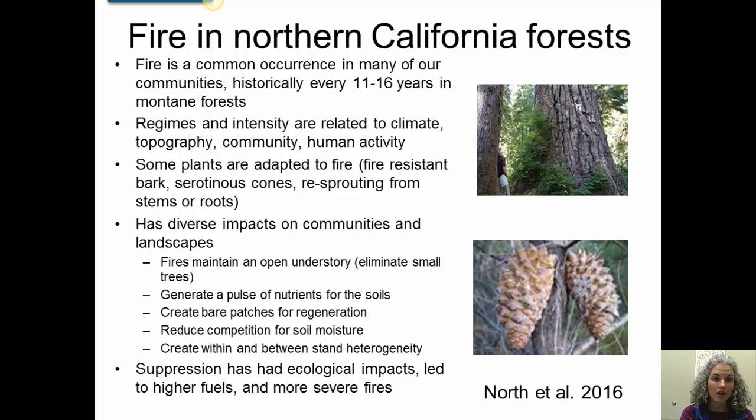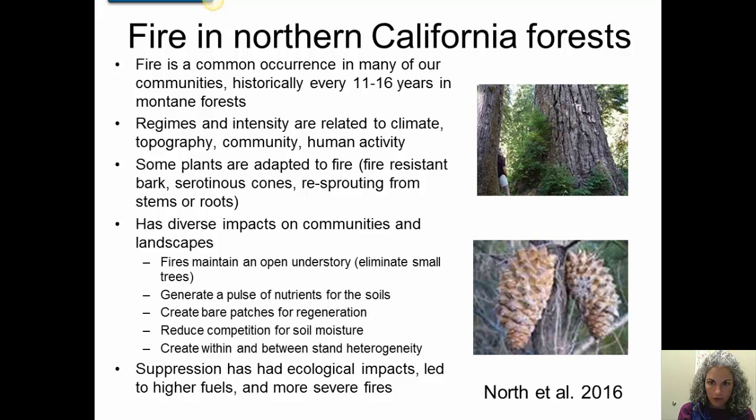Human activity is also going to have a huge impact on fire regimes. Obviously, we've been suppressing fire for decades now, so we've made that fire return interval a lot longer. And the intensity of fires has also been impacted greatly by human activity. By suppressing fires, we've allowed more fuels to build up on the ground, causing the fires that do start to burn much hotter and to burn more land.